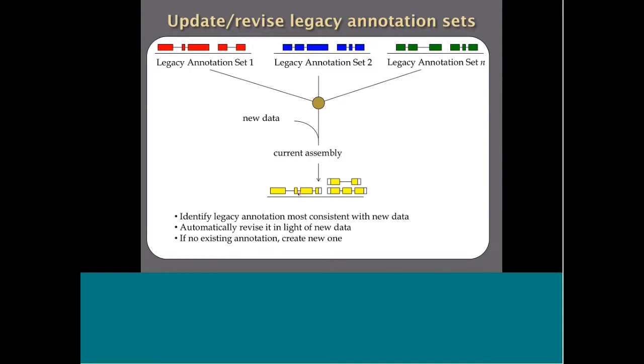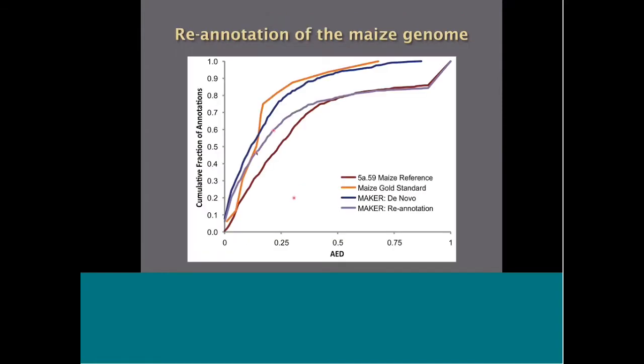previously with the maize genome. Here is a proof of principle analysis we did with just chromosome 4 of the maize genome, where we have a gold standard reference set of manually curated genes from the existing reference. We have what Maker would have produced if Maker was allowed to predict models all on its own. And then we have the current reference data sets represented by this line.